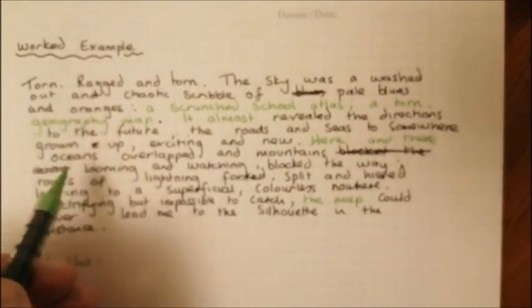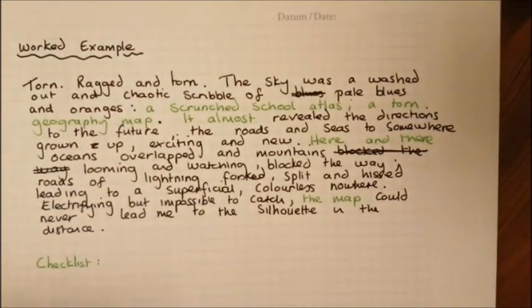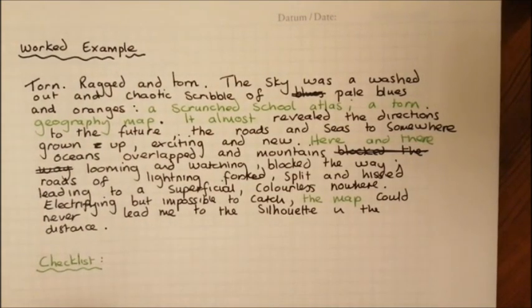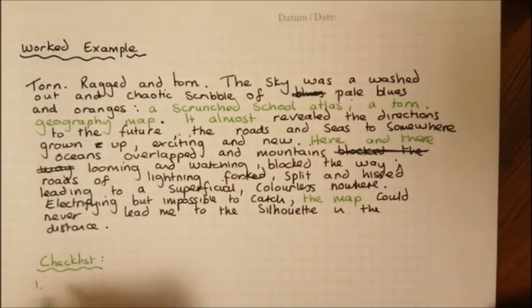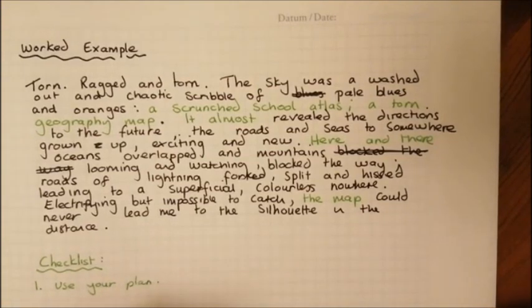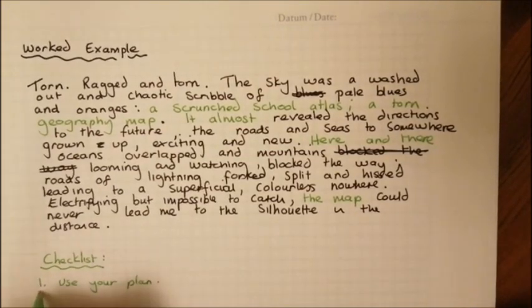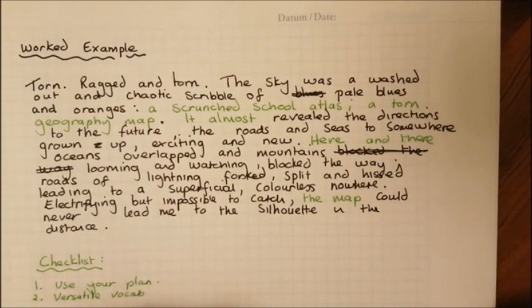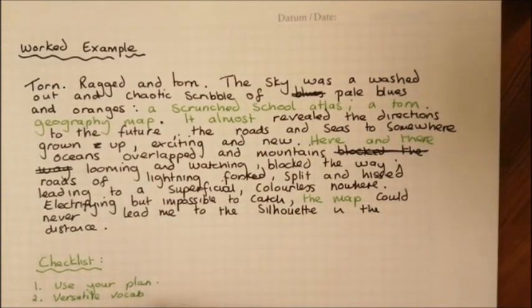And this is the structure that you're going to use when you write yours. Make sure you've got the model written down in your book or your paper, whatever you're using, because now you're going to write your own based on your plan and your vocabulary. So this is the checklist that you need to use. Number 1, use your plan. If you use your plan, your work is going to be good. Number 2, use your versatile vocab. Okay, the better your vocabulary, the better your writing.